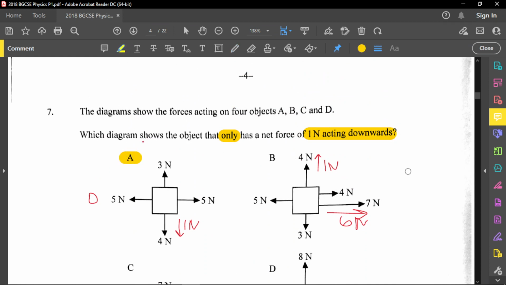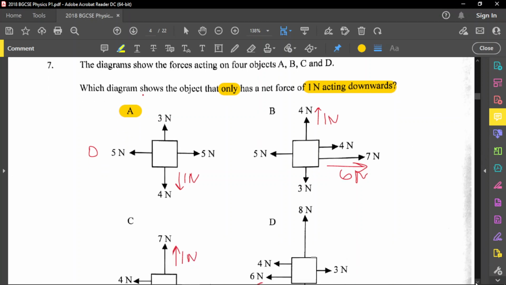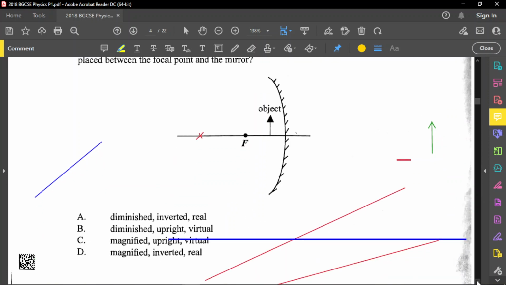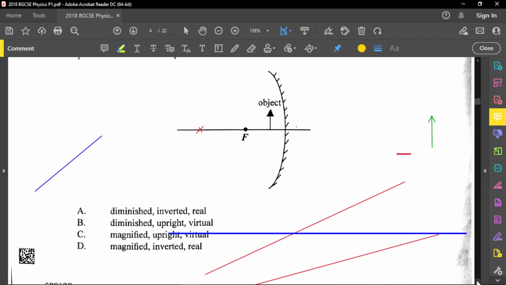Right. Now let's go to question number 8. In question number 8, it says: which of the descriptions best describes the image formed in a concave mirror when an object is placed between the focal point and the mirror. Now, I'll go ahead and put in the lines already to save some time. The first thing I need to do is to determine my 2F. My focal point is F right here, so my 2F will be right here. I'll already measure it and mark it, to save some time.